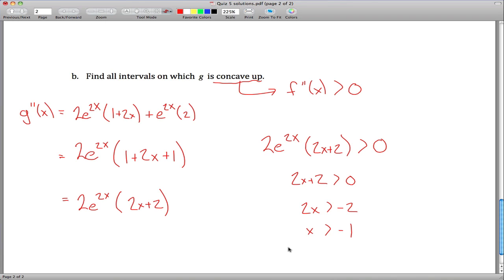I guess to be consistent, I'll put this into interval notation too, even though I didn't specifically ask you to, so I don't really care whether you did it or not. And we'll call this the answer. And that is the end of quiz 5.